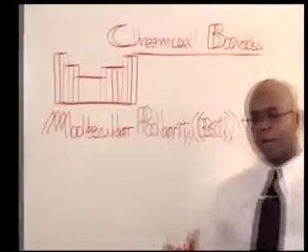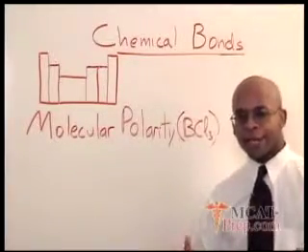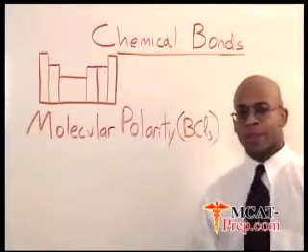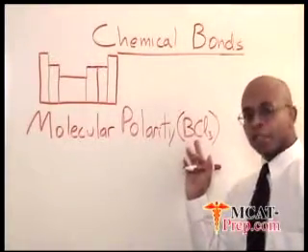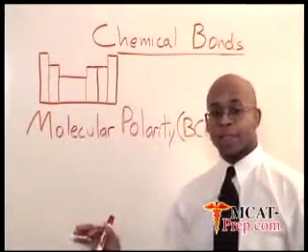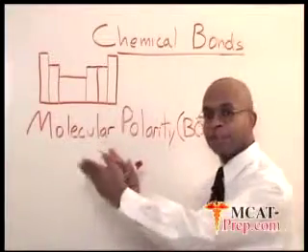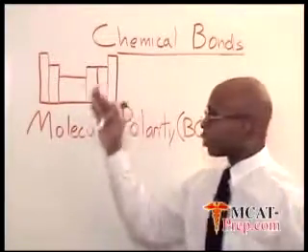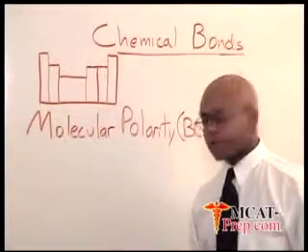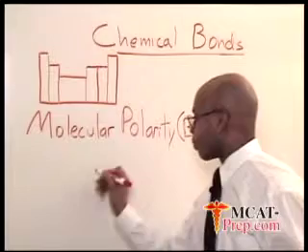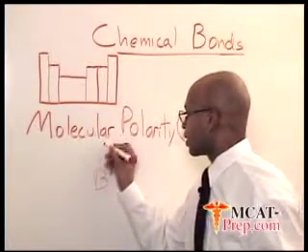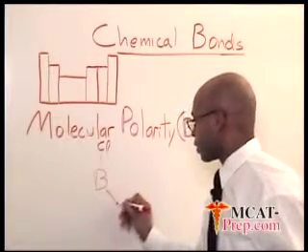We are now going to look at the concept of molecular polarity in the context of BCl3. This is boron, and this is chlorine. Boron, if you look at the periodic table, is to the left of chlorine, and chlorine is in the 7th group with the rest of the halogens. So we have boron, B, and we have chlorine, Cl, Cl, Cl.